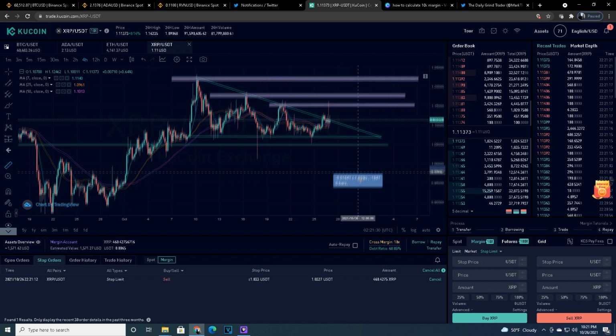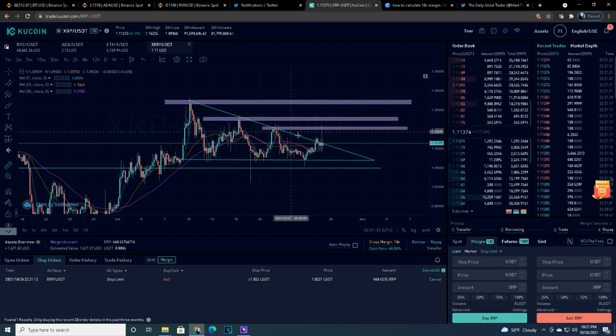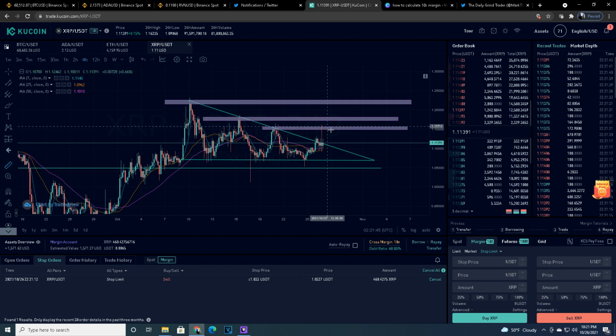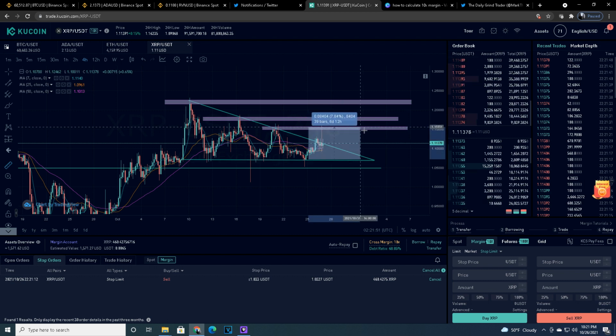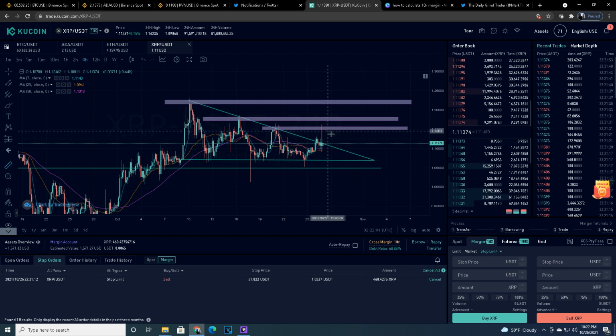I've got 3 areas that I see for profit taking. This has been a resistance in the past, this has been a resistance in the past, and this has been a resistance in the past. If I sold at this first resistance level, I could already be out of XRP, because it did hit it today. From 1.07 up to the top of this range is 79.9%. Let's just call it 80%. 80% profit today in 2 days. Not a bad deal.